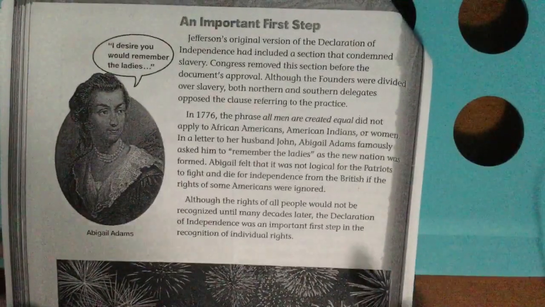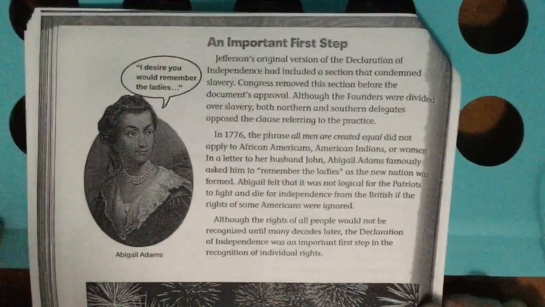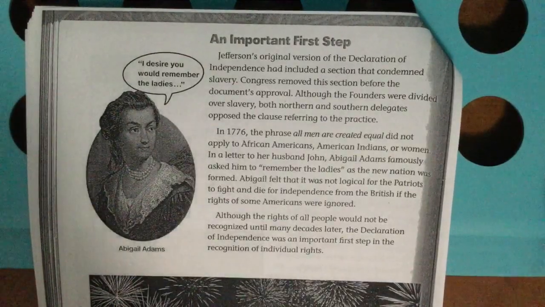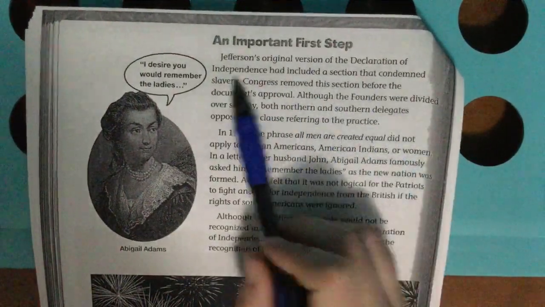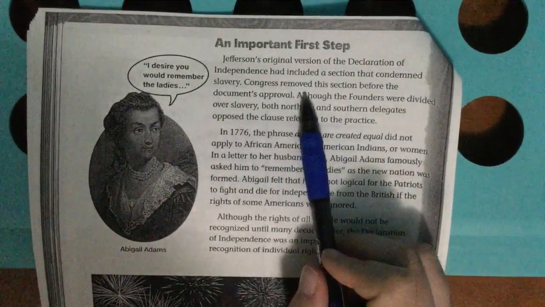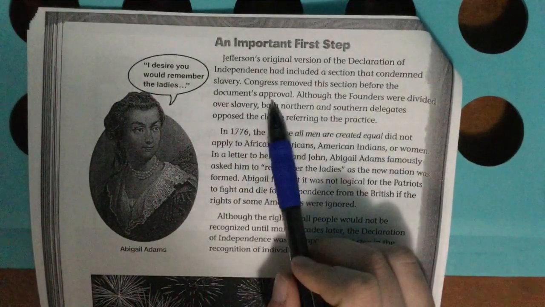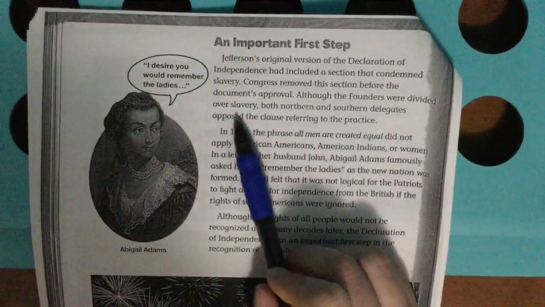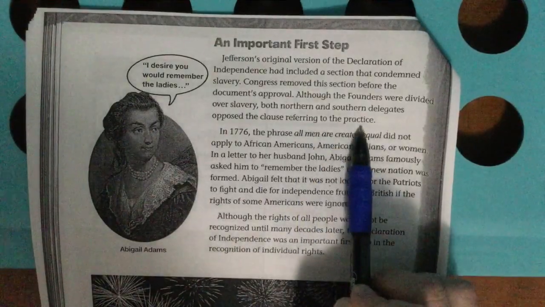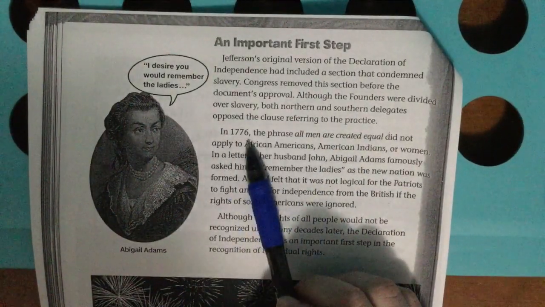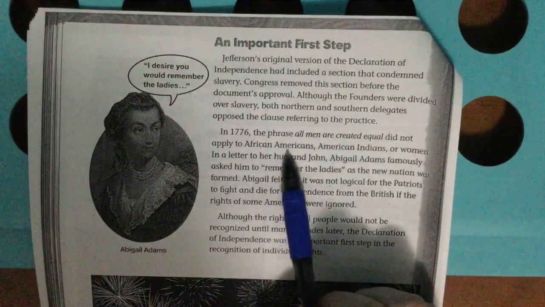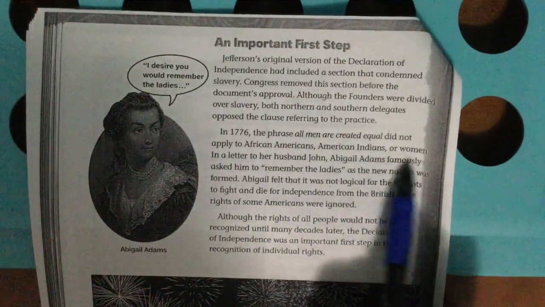Okay, so our last little bit of reading here before we get to the lesson 3 check. It says, an important first step. It says Jefferson's original version of the Declaration of Independence had included a section that condemned slavery. Congress removed this section before the document's approval. Although the founders were divided over slavery, both Northern and Southern delegates opposed the clause referring to the practice. In 1776, the phrase "all men are created equal" did not apply to African Americans, American Indians, or women.